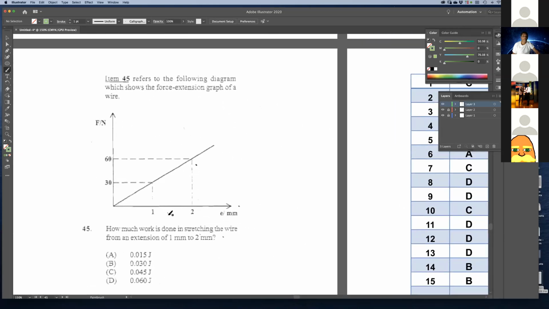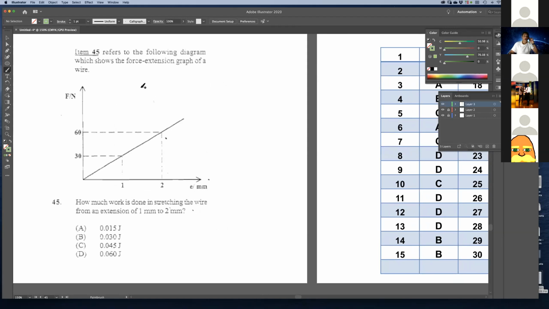All right. Next one. Item 45 refers to the following diagram. How much work is done in stretching a wire from that to that? And the answer is this area here. That area. So half into 30 plus 60, multiplied by the distance between them. The distance between them is 1 by 10 to the minus 3. Which, yeah, C.